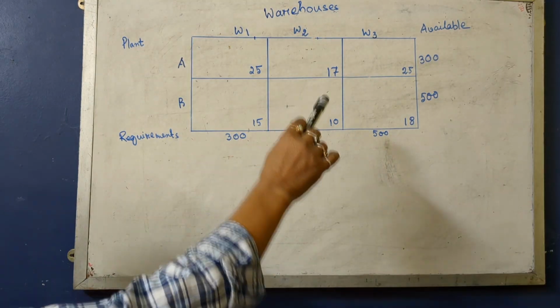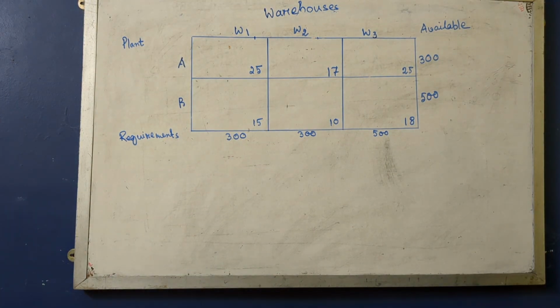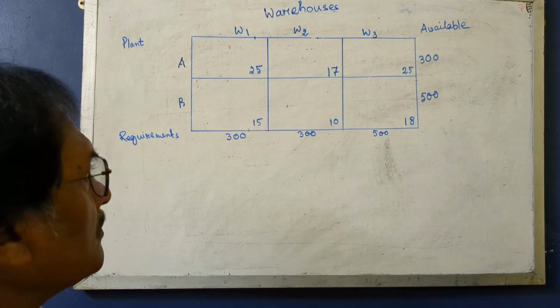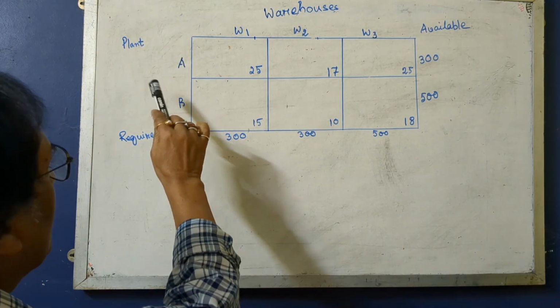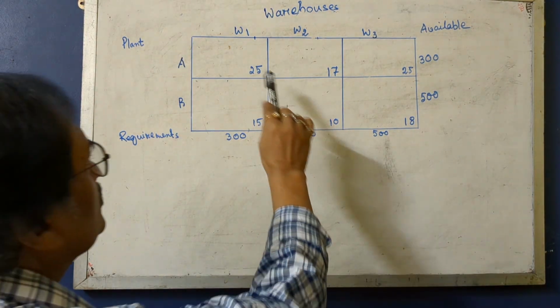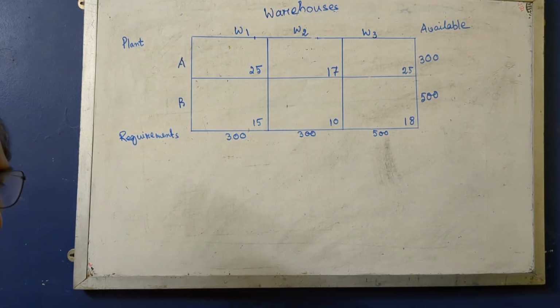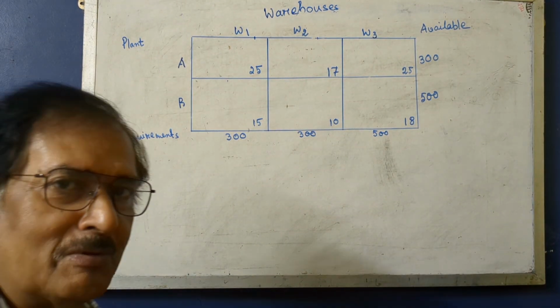This is a 2 by 3 transportation problem, and you have to find out the optimum schedule, that is the best schedule, that is, from which source or plant how much quantity is to be shifted to which warehouse, so that the total transportation cost will be minimum.